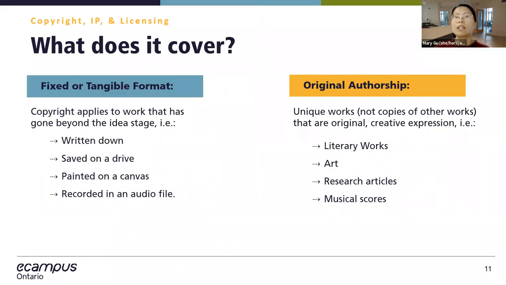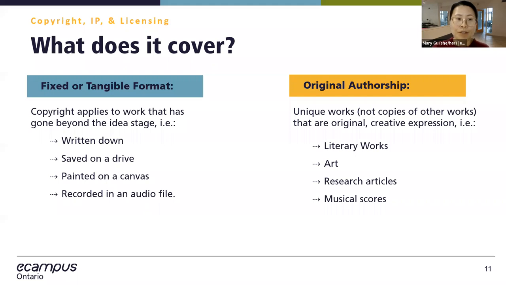There are two main conditions for copyright to apply in Canada. First is that it is tangible or fixed in format, meaning that it has been written down, saved digitally, painted, recorded, in some way made tangible. And also copyright applies when there is original authorship. So this means that it's not a copy of anything, but an original expression. And the expression part is really important as well. So this is the basis for copyright in Canada.